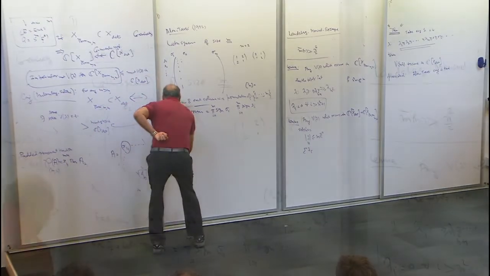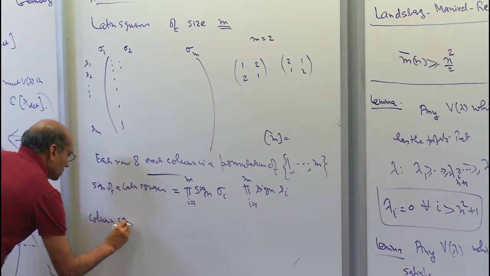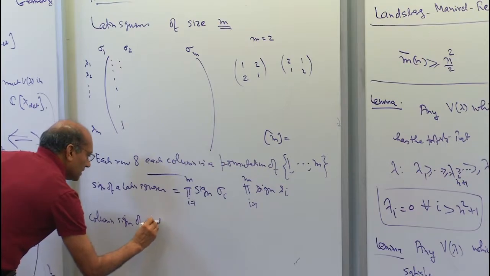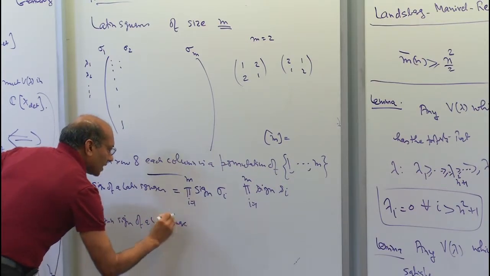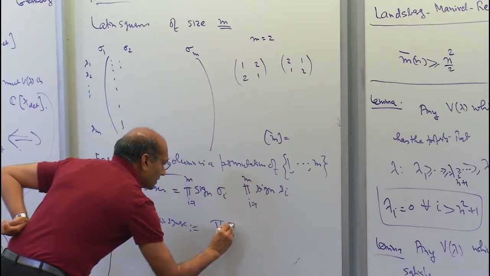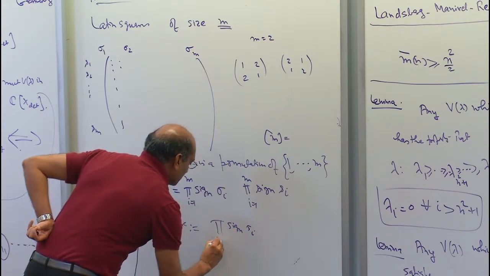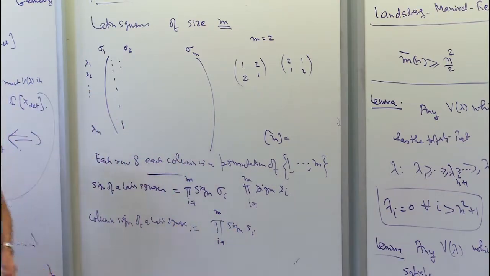That's called the sign of a Latin square. Now there is also a column sign, and I'm sure you can guess what it is. By definition, it's just the product of the signs of the columns, sigma i from 1 to m. So that's the column sign. And similarly, of course, you can define the row sign of a Latin square.